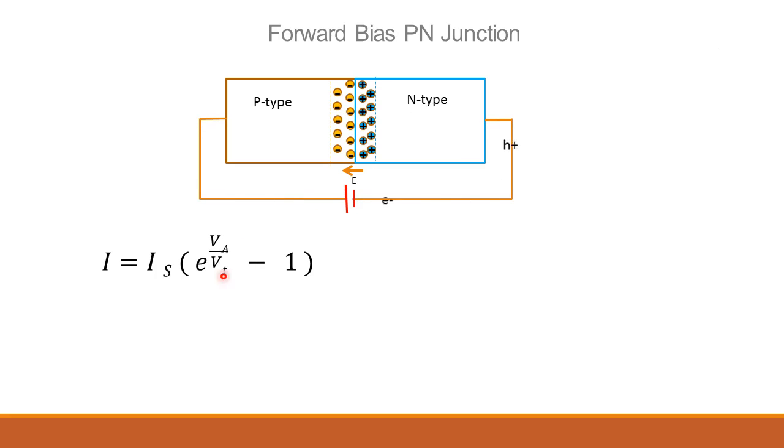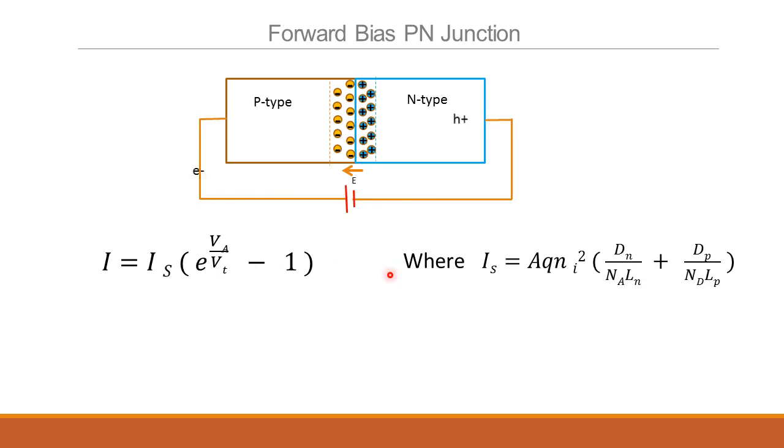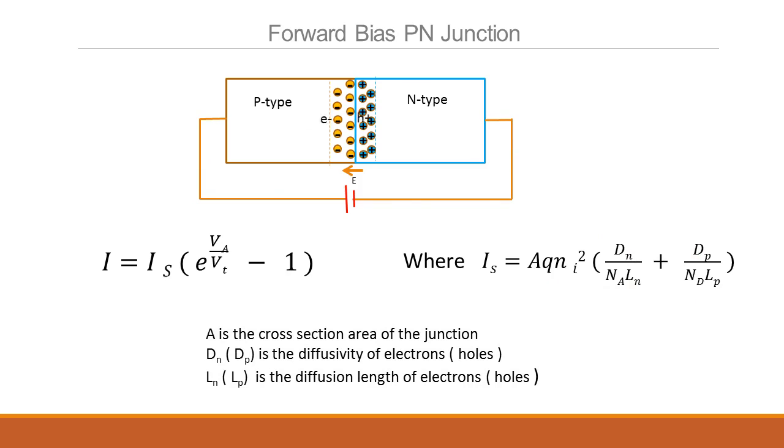Right? The net current I is given by Is e power VA by Vt minus 1, at a given forward bias VA. Where Is is A times Q times Ni square, times Dn by NaLn plus Dp by NdLp, where A is the cross section of the junction, and Dn and Dp are the diffusivity of electrons and holes. We've seen that before. L n and Lp are new terms that we're seeing, the diffusion lengths of the electron and hole.